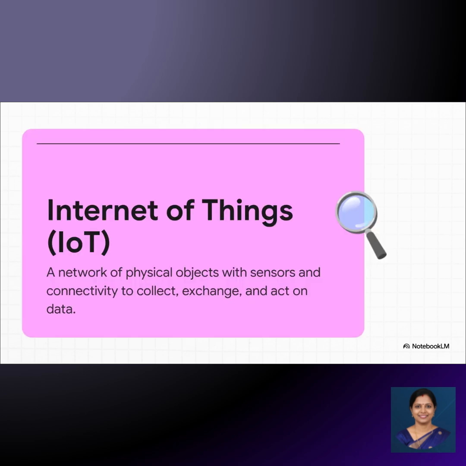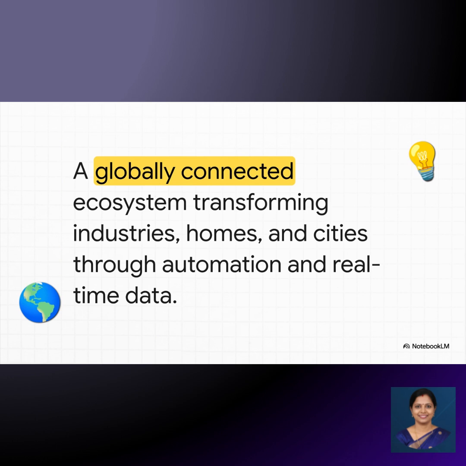So, what is IoT really? At its heart, it's a network. But we're not just talking about your laptop or your phone. We're talking about connecting everyday physical things, your thermostat, your car, even a shipping container. We're basically giving these objects digital senses and a voice, letting them talk to each other and to us all over the internet. And the vision here is massive. This isn't just about a few cool gadgets. The goal is to build this huge, globally connected ecosystem, completely transforming how our industries work, how our homes feel, and how our cities run. Everything from traffic to the power grid, all thanks to automation and real-time data.